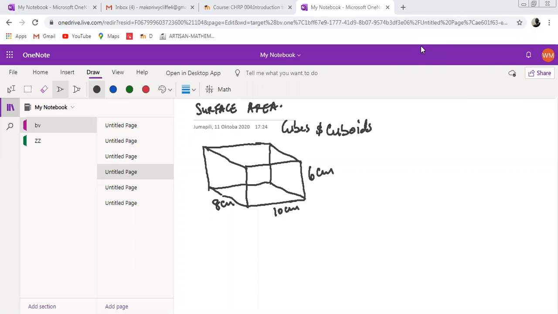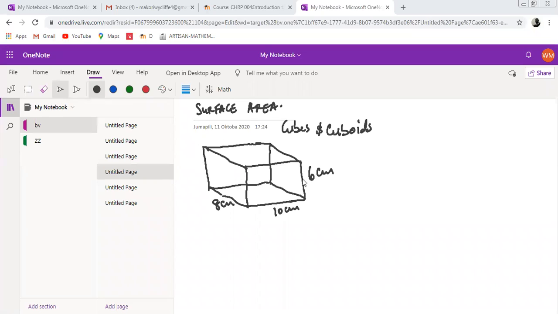In our today's class, we are going to talk about the surface area, and we are going to focus on the surface area of the regular figures. And to start with, we have got the cubes and the cuboids. But first things first, what is surface area? Surface area is simply the sum of the areas of all the surfaces of a solid.